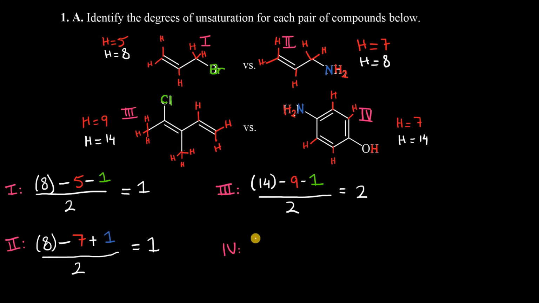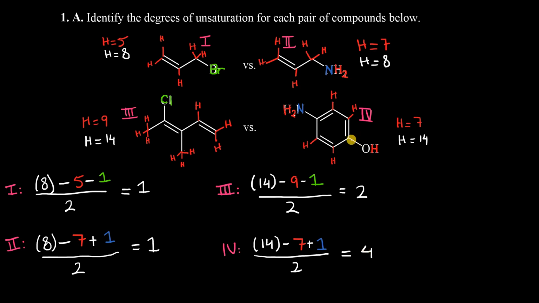First, let's bring in 14. Let's subtract 7. And then let's add 1 for the nitrogen. We just have 1 nitrogen atom, so we just add 1. 14 minus 7 gives us 7, plus 1 gives us 8. Half of 8 is 4. But wait, if we look at this compound, we just have 3 pi bonds, 3 points of unsaturation. Why 4? Well, this brings up an important point.